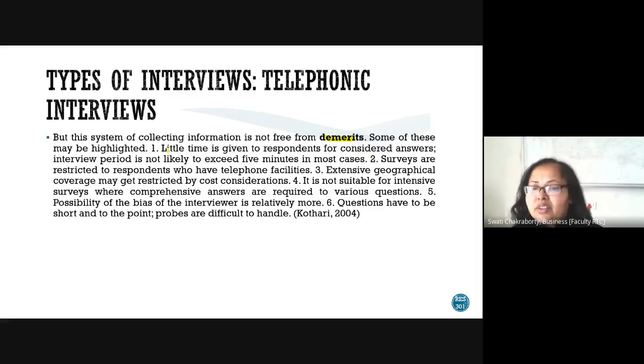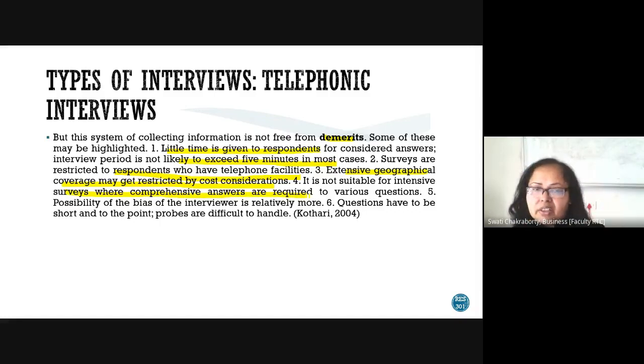First thing is that little time is given to respondents for considered answers. The interview period is not likely to exceed more than 5 minutes, right? Surveys are restricted to respondents who have telephone facilities. Extensive geographical coverage may get restricted due to cost. It is not suitable for intensive surveys where comprehensive answers are required.